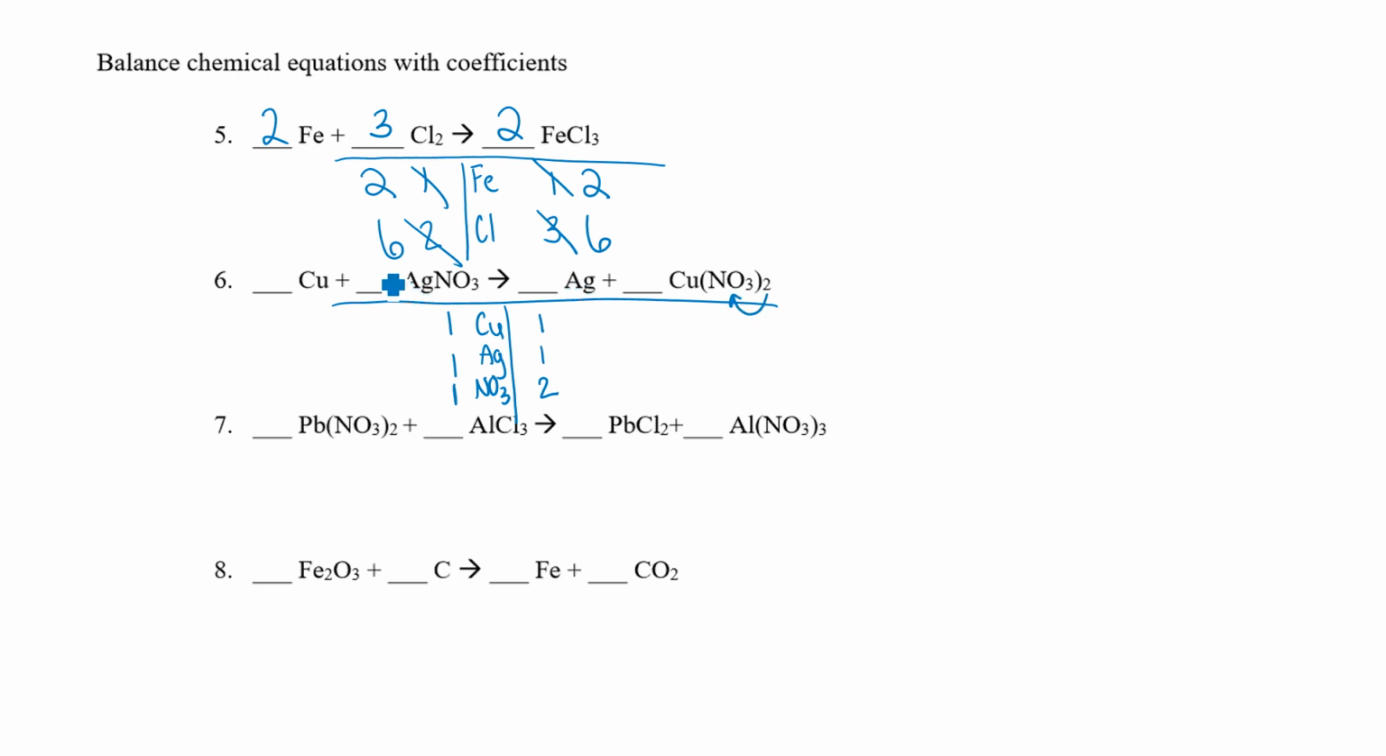So to balance this out, I'm going to put a 2 over here. That'll balance out my nitrates. It will also give me an extra silver. So to balance out the silvers, I'm going to put a 2 right here.